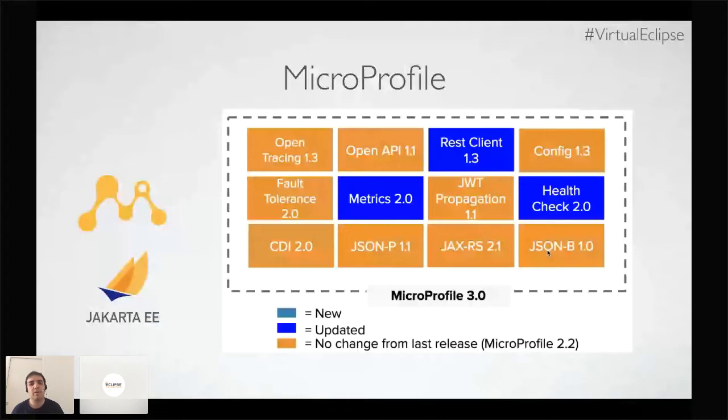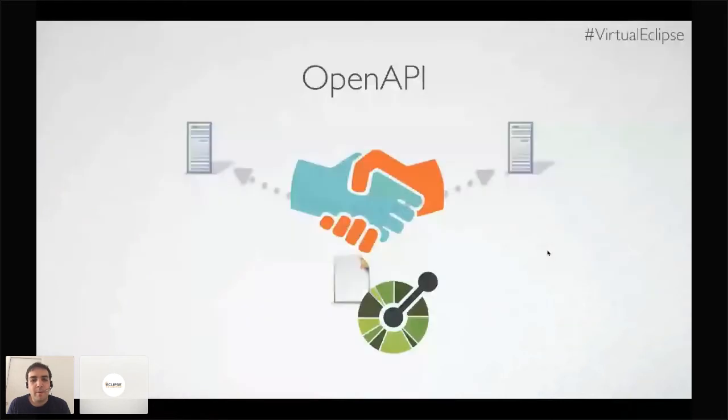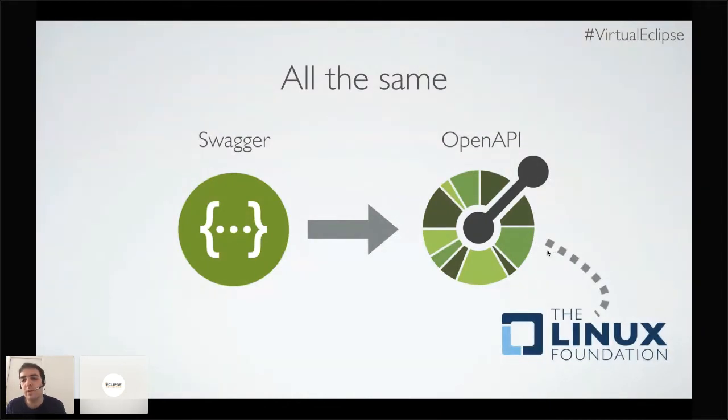Now, a few words about OpenAPI. If you just remember one thing, it can be this picture: OpenAPI is the contract between a client and a server when there is a REST API. Maybe you have heard of Swagger before. Swagger and OpenAPI, it's all the same. It changed its name when Swagger was donated to the Linux Foundation.